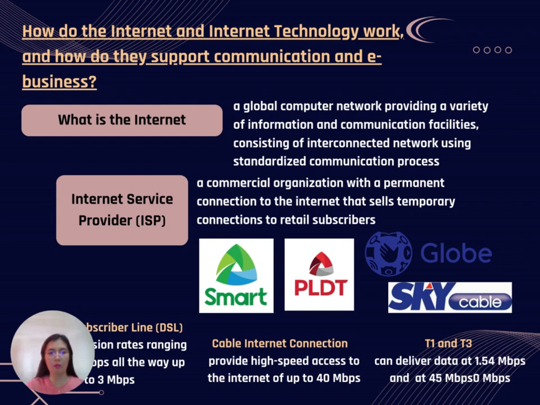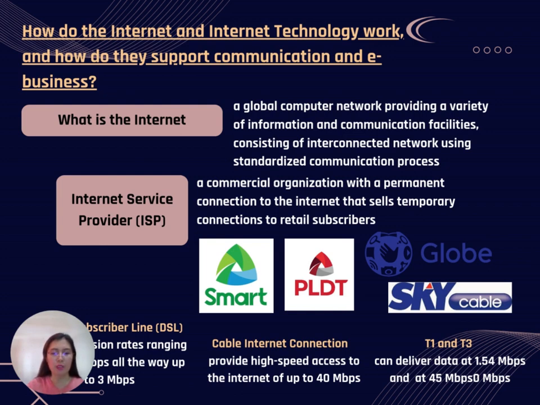and Sky Cable. Depending on usage pattern and distance, digital subscriber line (DSL) technology uses existing telephone lines to transmit speech, data, and video, with transmission speeds ranging from 385 kbps all the way up to 3 Mbps. While cable internet connection provides high-speed access to the internet of up to 40 Mbps.